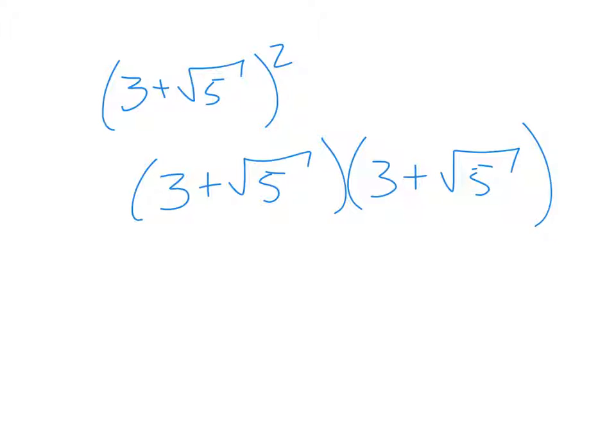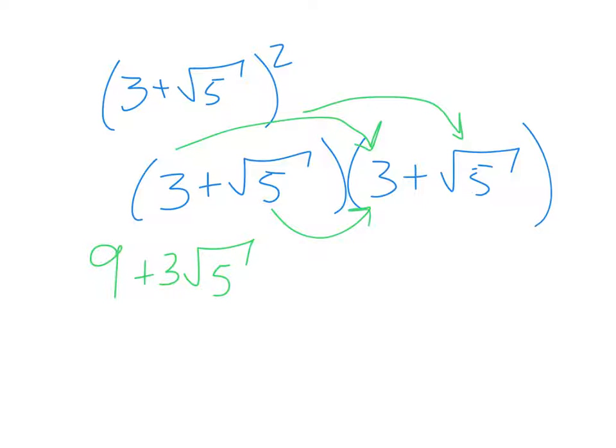So what happens? 3 times 3 is 9. And then 3 radical 5. And now we can go to here. 3 radical 5 again. And then radical 25, which would be 5. Is that okay with everyone first?